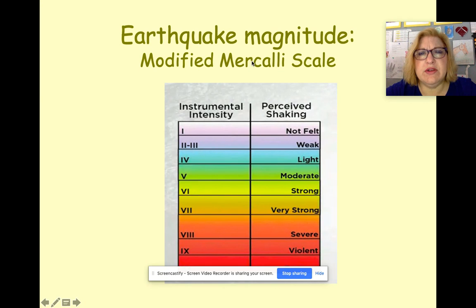We don't use the Mercalli scale very much anymore because we can look at the seismograph and we can actually pinpoint how much energy is produced. So we don't need the Mercalli scale because it's very subjective. It depends on people's opinion about how much destruction has occurred.